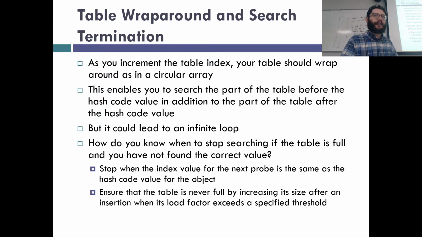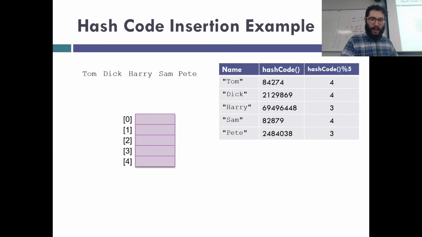So it's essentially going to act like a circular array in that case. Here's a pretty good example of how this works in practice. Let's say we've got Tom, Dick, Harry, Sam, and Pete. And here are all their hash codes. These are the actual hash codes that should be generated by Java. And we're inserting them into an array of size 5.